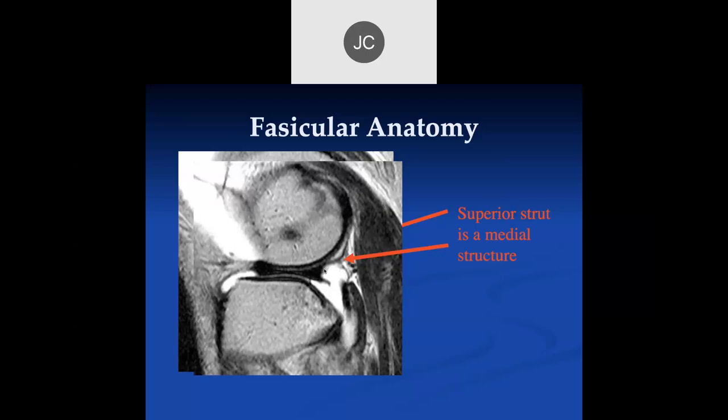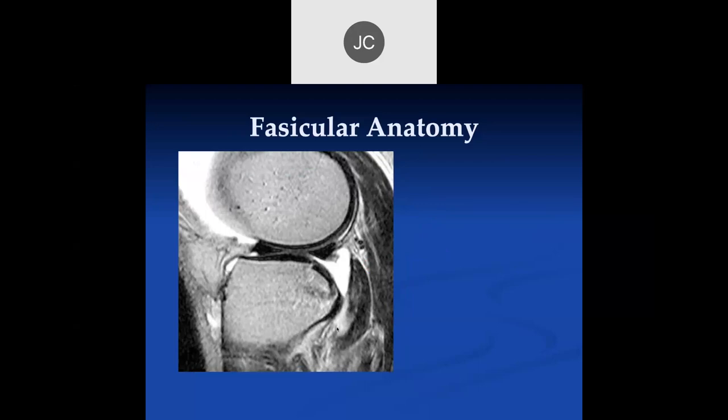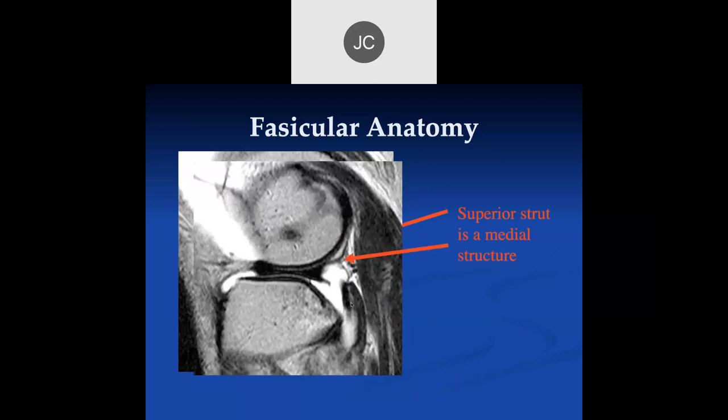Now, if we're getting more laterally, there are a couple of things we're seeing. We're seeing a little structure come off the inferior aspect of the posterior horn of the lateral meniscus. And then back here, we're seeing this particular structure, which, if we go more medially, it comes from here. This is the popliteus muscle, popliteus tendon. And then as we go more laterally, there's the popliteus tendon there.